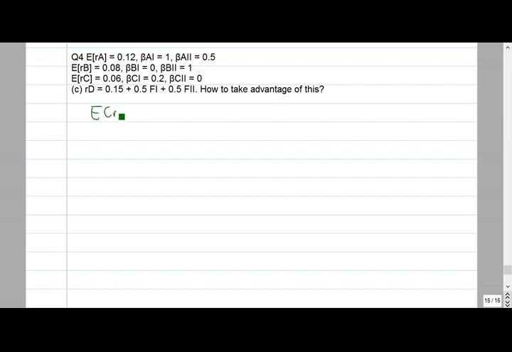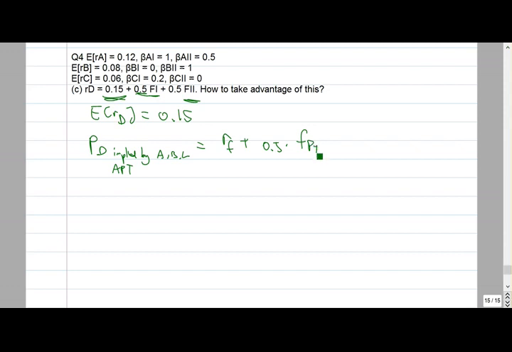So the return is, according to this formula, just 0.15 because the expectation of all those factors should be 0 in expectation. So we only have the 0.15 left. And if you want to find the price or the return implied by A, B, and C, according to APT, it should be equal to just the risk-free rate plus the beta, which is 0.5 of factor 1 times the factor premium of 1.